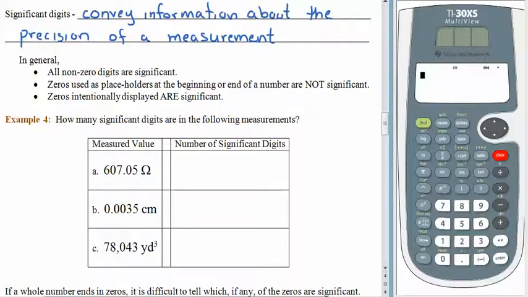So the idea is that in number A here, this 0 is in the middle and this 0 is in the middle. Both of these are significant because they're not at the beginning or the end of a number. This value would have 1, 2, 3, 4, 5 significant digits. The second one here only has 2, right there. The other zeros are just placeholders.